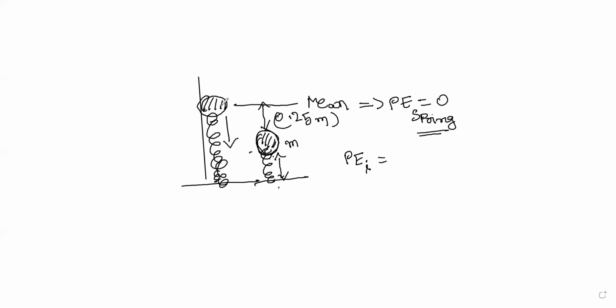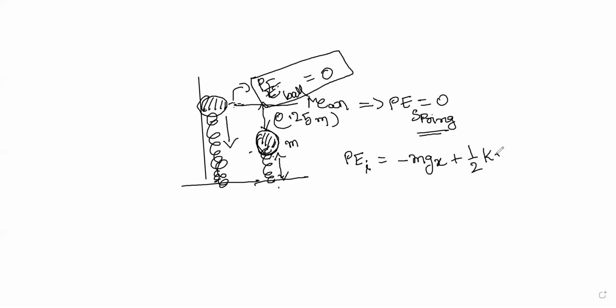And we assume that this ball position here is also the mean position. We assume the potential energy of the ball at this condition is 0. So when we compress by 0.25 meters, the potential energy of the ball will be minus mgx, plus half kx square. Always, I said, the potential energy of the spring is positive. Now x is my 0.25 meters.